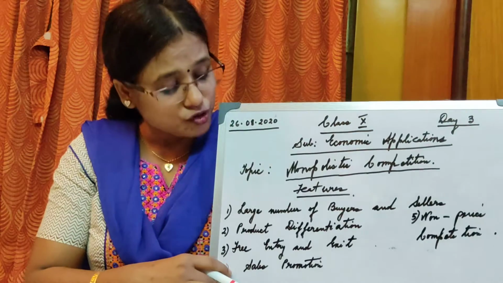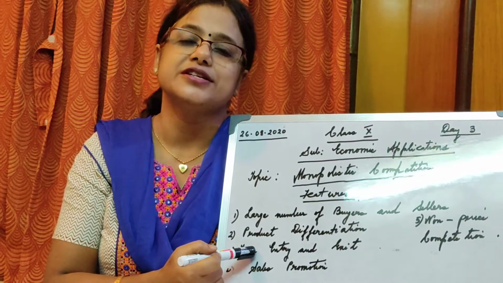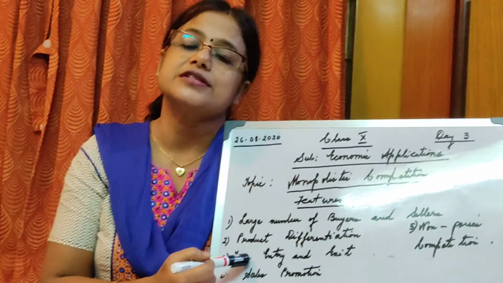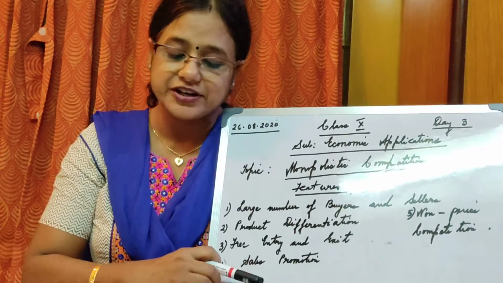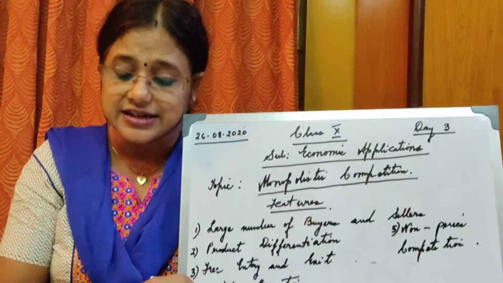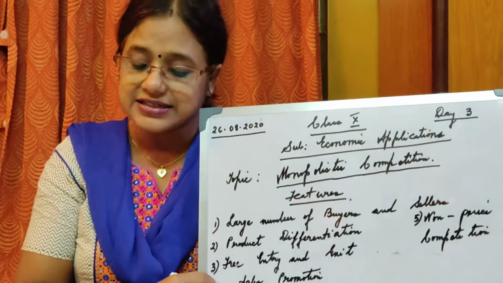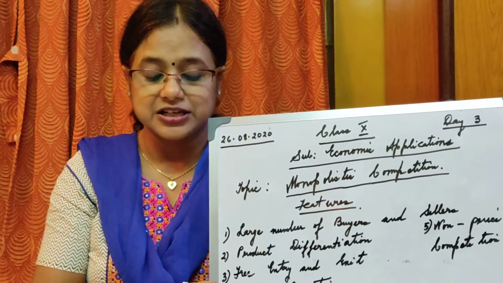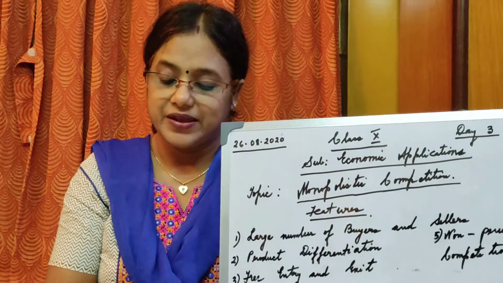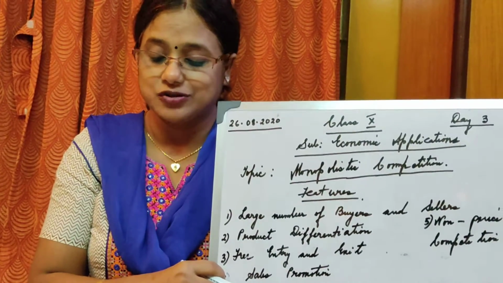Now come to the second feature, that is differentiated product. In this market, a differentiated product is sold. Now what is a differentiated product? Here, differentiated product means products are similar but not entirely identical. They are substitutes for each other but only close substitutes, not perfect substitutes. The products are not homogeneous, but they are not altogether different either.